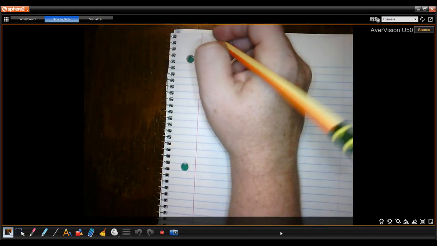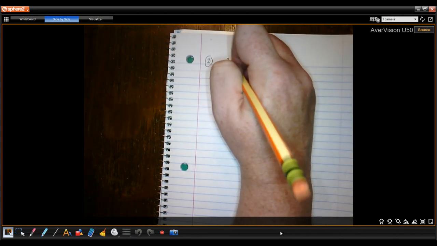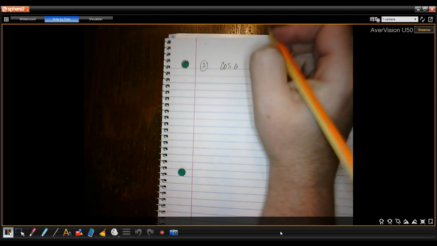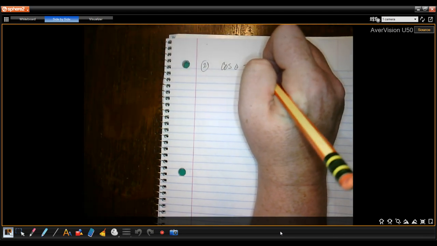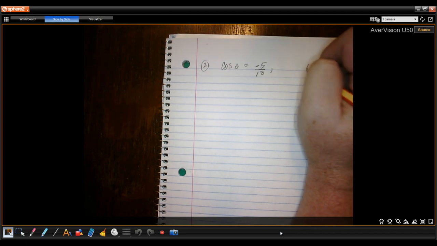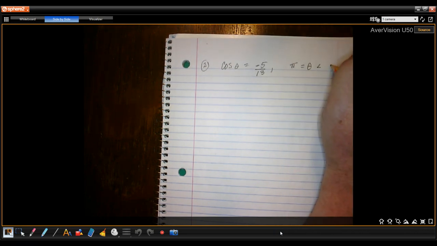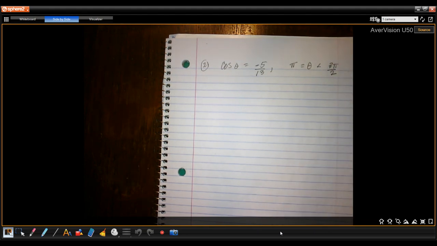Okay, let's do cosine theta is negative 5 over 13. And then theta is going to be between pi and 3 pi halves. Okay, and we want to find sine and tangent.